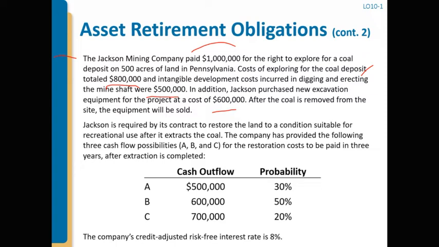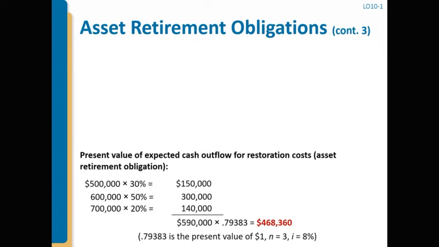So Jackson is required by its contract to restore the land to a condition suitable for recreational use after it extracts the coal. The company has provided the following three cash flow possibilities for 3 years. See, we will need these 3 years. Okay, so A, B, C, these 3 options, and the company's credit risk, meaning credit adjusted risk free interest, is 8%. We need to calculate that.